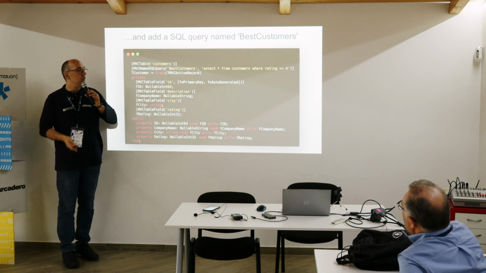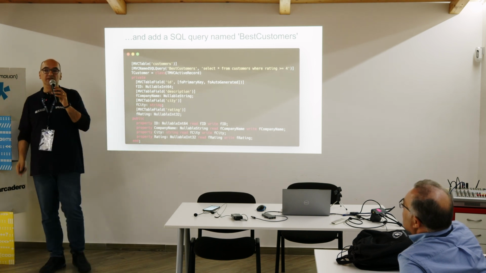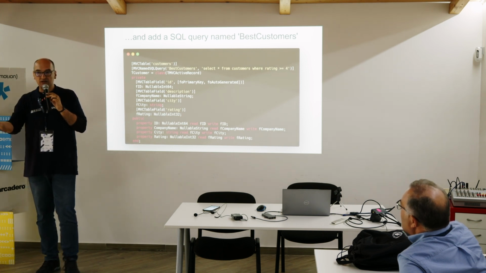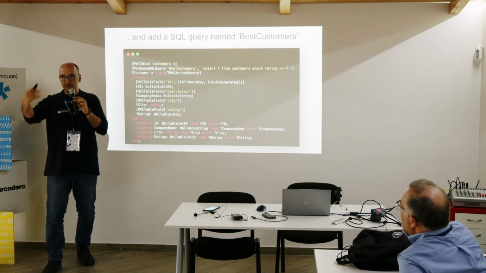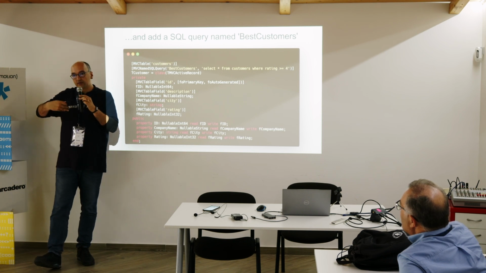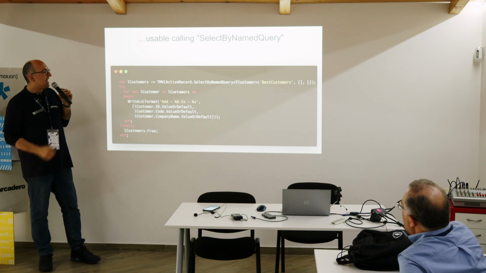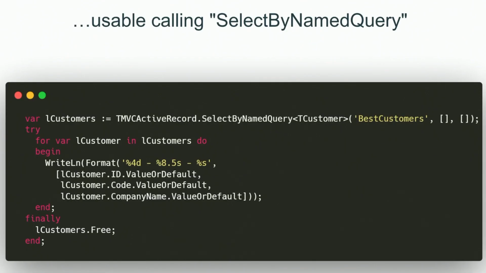Simple. Usually, DMVC Active Record generates SQL. In this case, it doesn't generate SQL. It just uses the returned dataset to map over the single object or the list of objects. And then you can use it in this way: SelectByNamedQuery. This is the type to return, and this is the name of the query. That's it. And you just have the list of whatever.